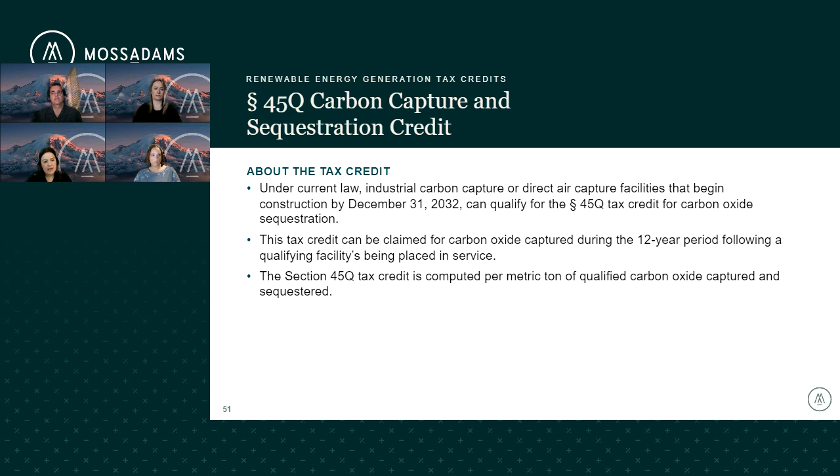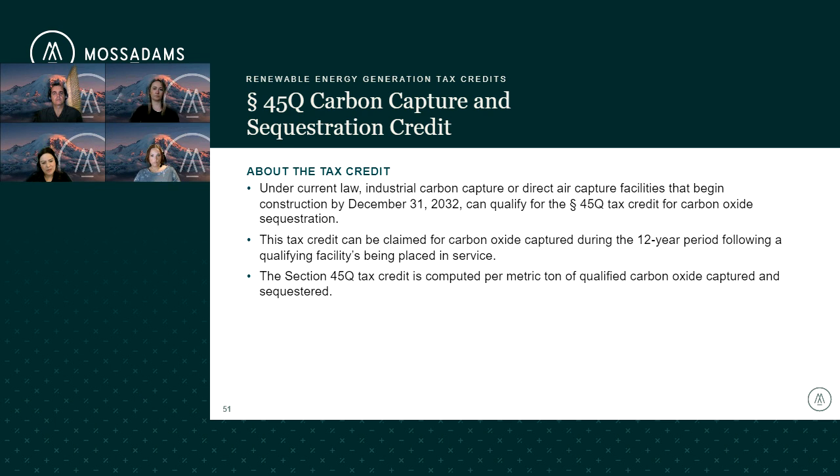All right. Next is the 45Q carbon capture and sequestration credit. Under current law, industrial carbon capture or direct air capture facilities that begin construction prior to 2032 can qualify for this credit. It can be claimed for carbon capture during a 12-year period after the facility is placed in service.